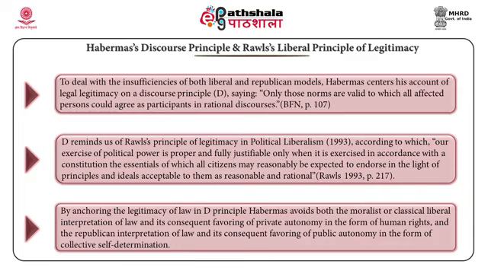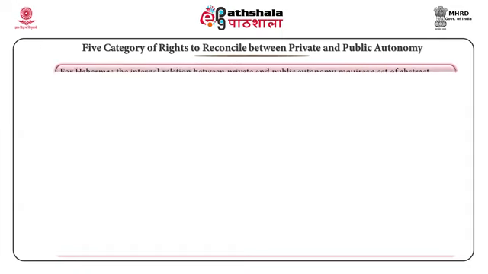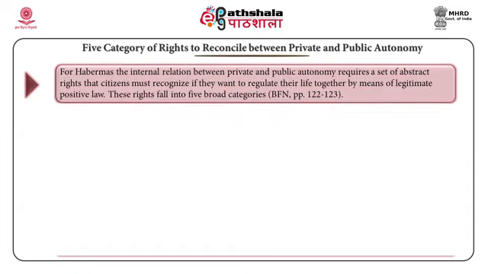So let's move on to the category of rights that Habermas discusses in Between Facts and Norms. For Habermas, the internal relation between private and public autonomy requires a set of abstract rights that citizens must recognize if they want to regulate their life together by means of a legitimate positive law. These rights fall into 5 broad categories, which Habermas lays out in Between Facts and Norms.